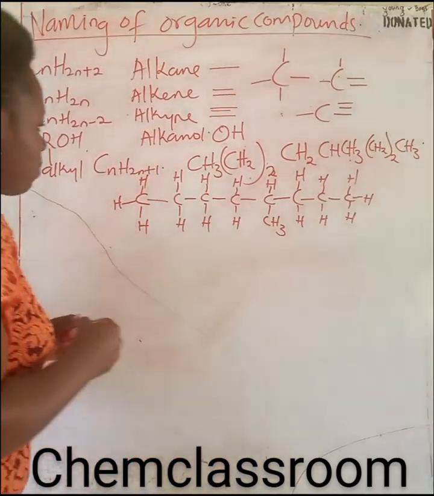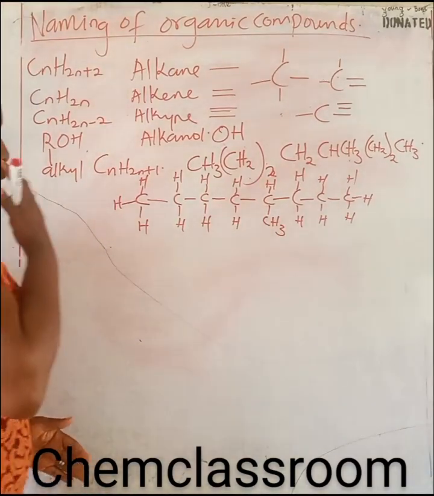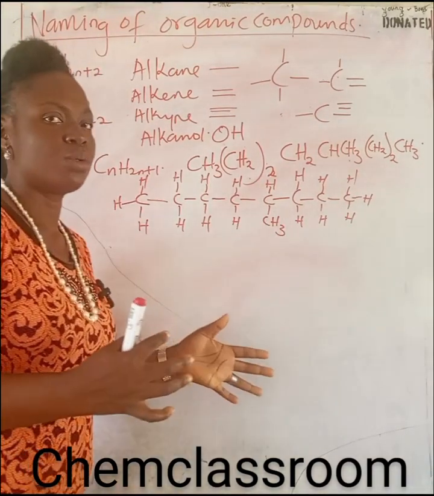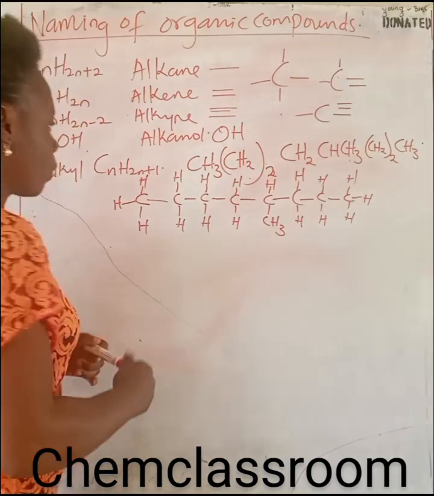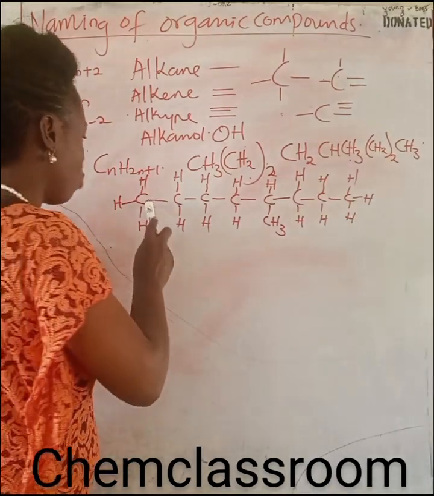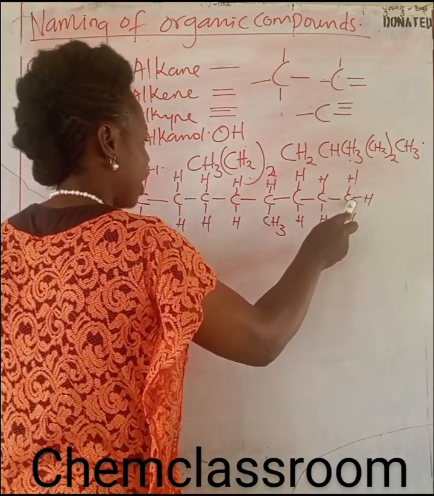Okay, I have a pretty long chain here. Like I said, we are going to see the longest chain. So I'm going to count how many carbon atoms I have: 1, 2, 3, 4, 5, 6, 7, 8.